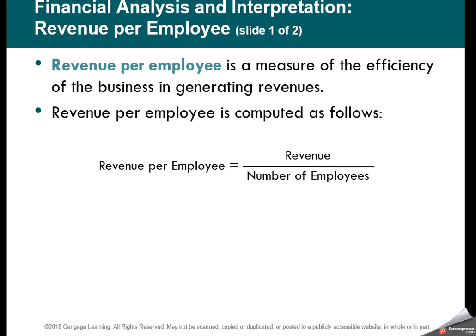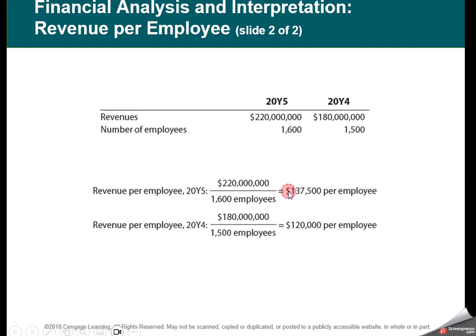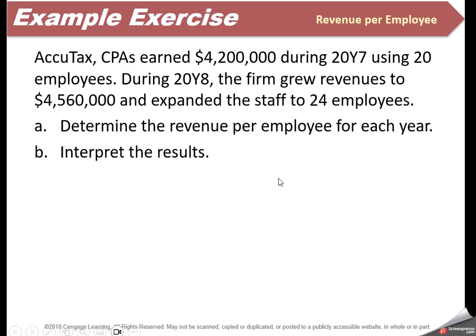Then again, we always end it with a ratio. So we've got a revenue per employee. So what is your revenue divided by your number of employees? And that would be the revenue per employee. Okay, so that is our partnership and LLC chapter.